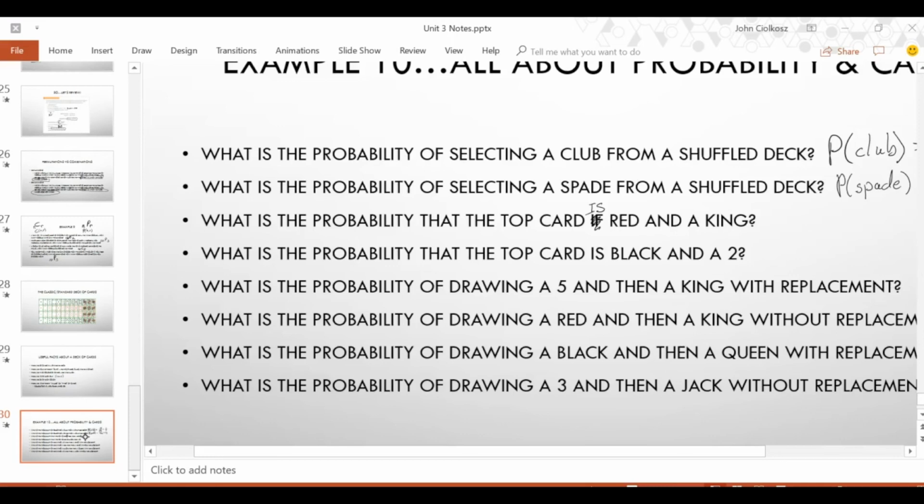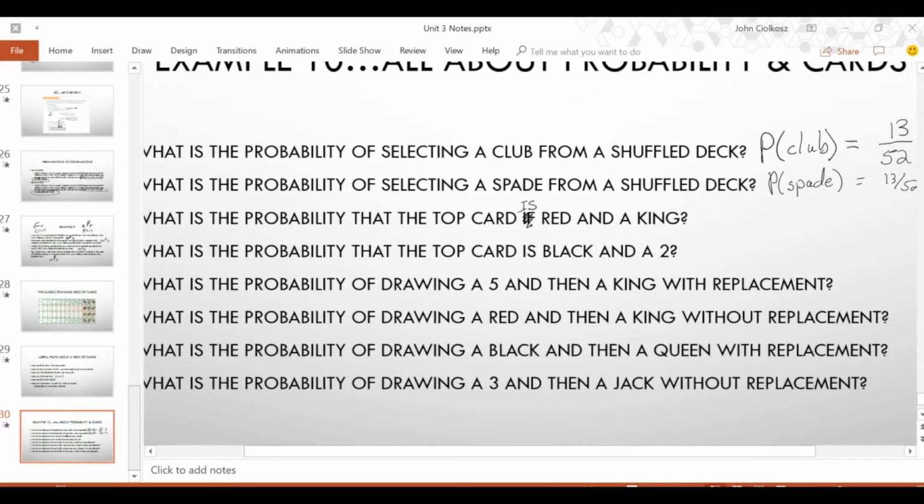So here's one. What is the probability that the top card is red and a king? Now, how many cards am I looking at in this example? If I'm picking just the top card, how many do I look at? 1. So the top card means I'm just looking at 1 card. So just saying the same idea, if I draw a card at random here. So we want the probability that that 1 card is red and that it's a king. So red and king, right?